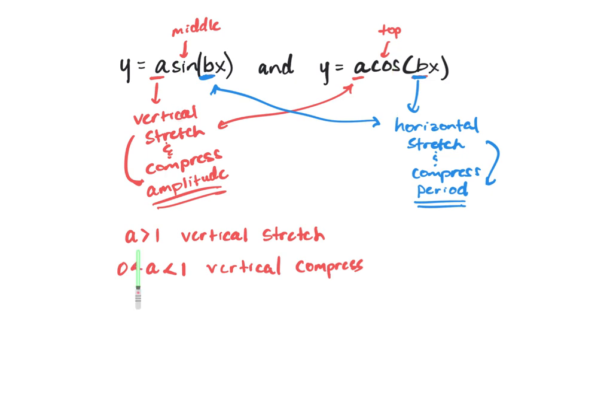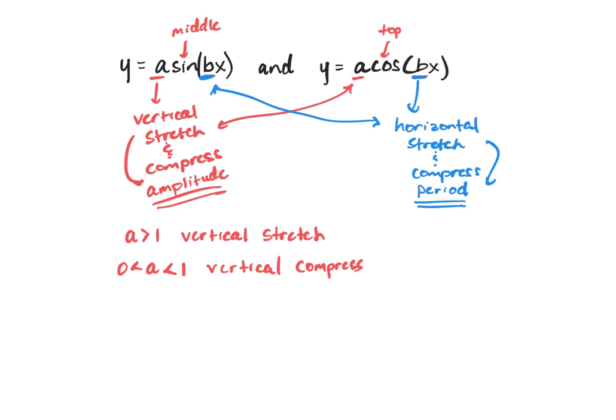So the amplitude, if I vertically stretch it, what's going to happen is if I multiply by 2, for example, it's going to go up to 2 and down to -2. If I multiply by 3, it's going to go up to 3 and down to -3. And if I do a vertical compress, which is a value between 0 and 1, like 1/2 or 1/3, then instead of going up to 1 and down to -1, it would only go up to 1/2 and down to -1/2, or up to 1/3 and down to -1/3.